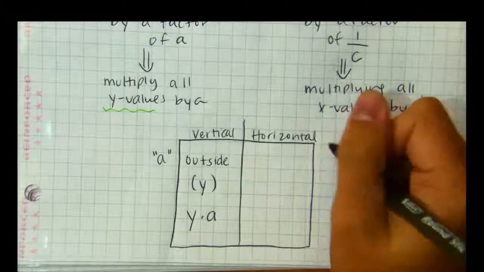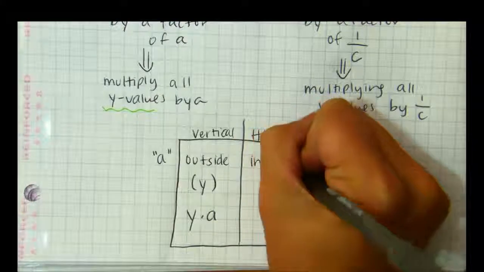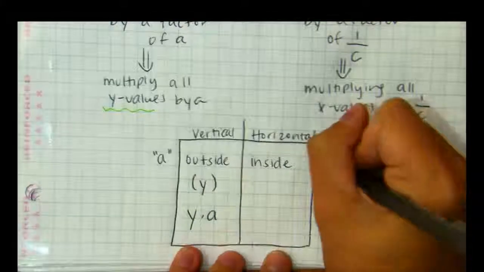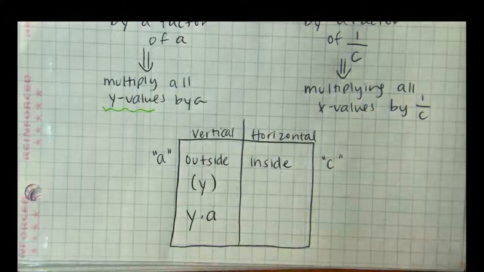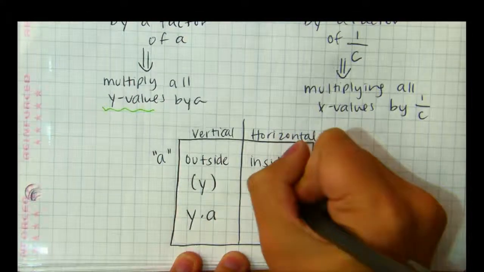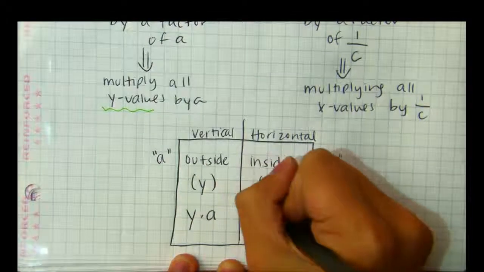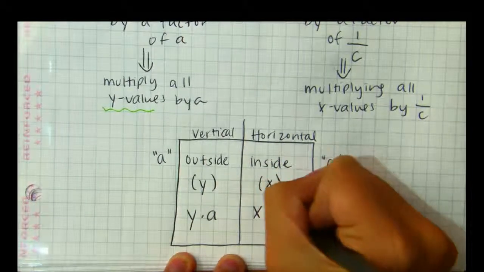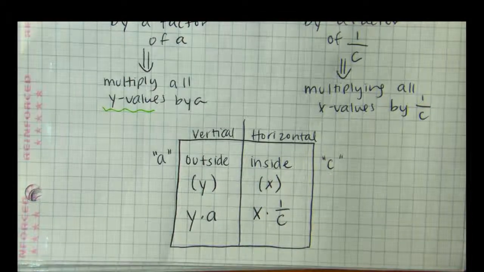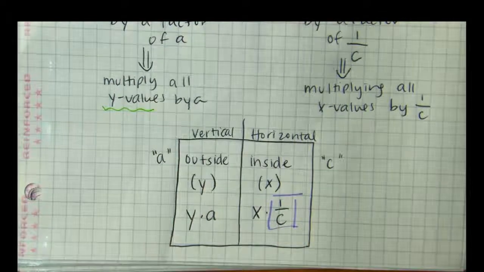Versus in a horizontal stretch or compression, it's coming from the inside of your parent function. This is your c value. Your horizontal stretches and compressions are going to affect your x values, and really what you're doing is you're taking x times 1 over c. And I might put just a star around 1 over c so that you remember that that value doesn't stay the same.